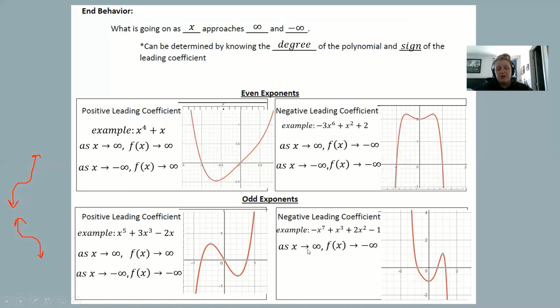So again, as we look on the right side, this time we see a downwards arrow, so that's negative infinity. On the left side, we see it has an up arrow, so we see positive infinity. So the answers are just simply reversed. What was positive is now negative, and what is negative is now positive. So these are your 4 situations. Every problem you get is going to be one of these scenarios, right? It's either even or odd, and it's either positive or negative.